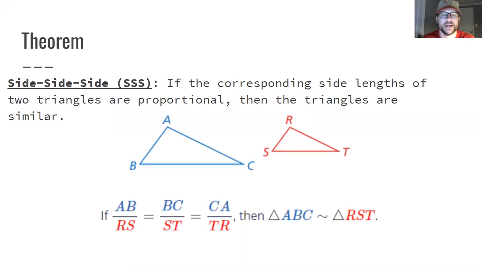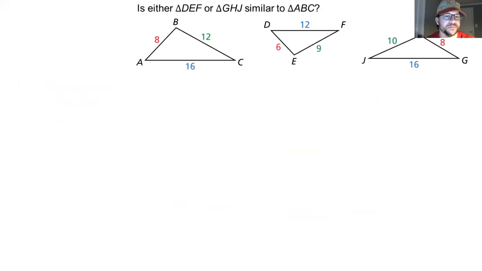So side-side-side is different than the congruency version, because all of your sides that are corresponding to each other need to be proportional in order for your two triangles to be similar. When we talked about congruency, all of the sides needed to be equal. So since this is a similarity version of that, they just need to be proportional. Or when you set up a fraction of the corresponding sides, they are reduced down to the same ratio.